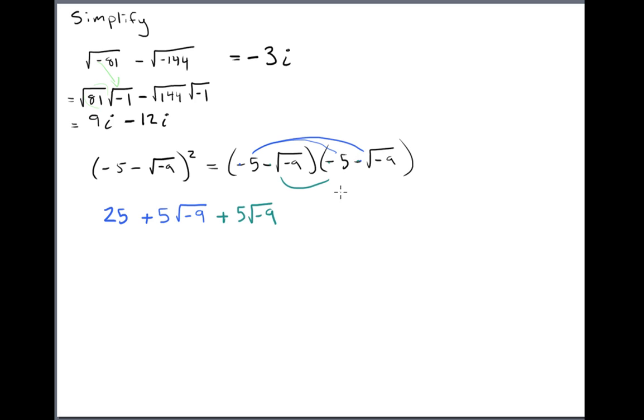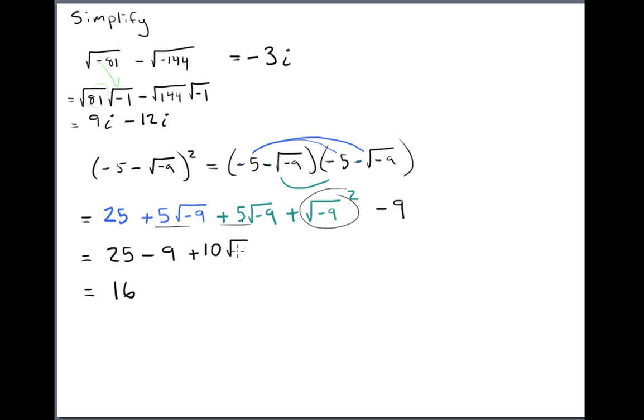Negative times a negative, this is going to be plus the square root of negative 9 squared. Okay, so this is negative 9. We're going to have 25 minus 9. That's 16. These two are going to be plus 5, so that's plus 10 square roots of negative 9.